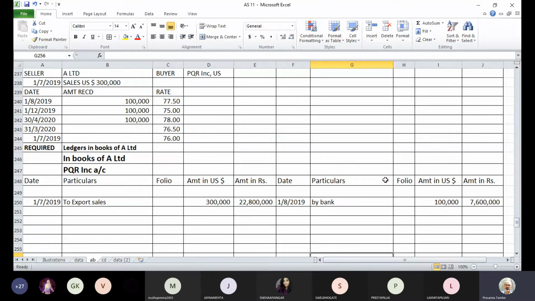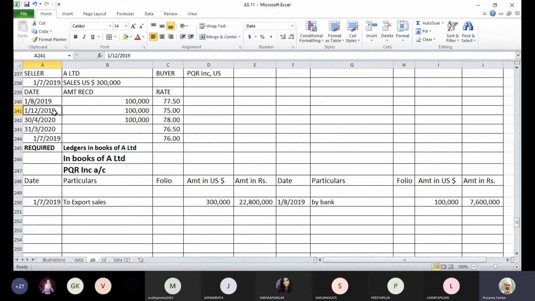So bank account will be debited for $1 lakh at 75, that is 75 lakhs. FX fluctuation account will be debited for $1 lakh at 1 rupee per dollar, that is 1 lakh rupees. And PQR Incorporated account will be credited for $1 lakh at 76, that is 76 lakh rupees. This is how we are going to pass the entry.